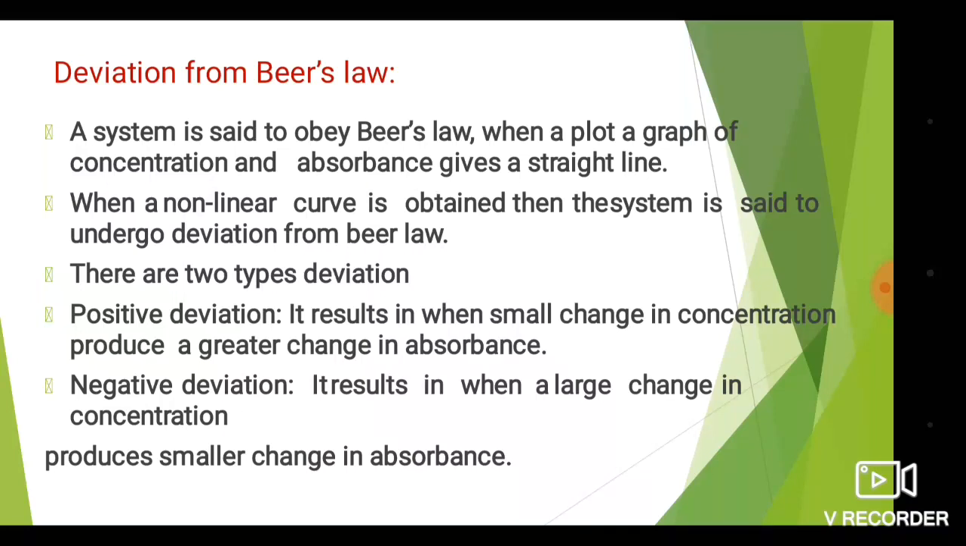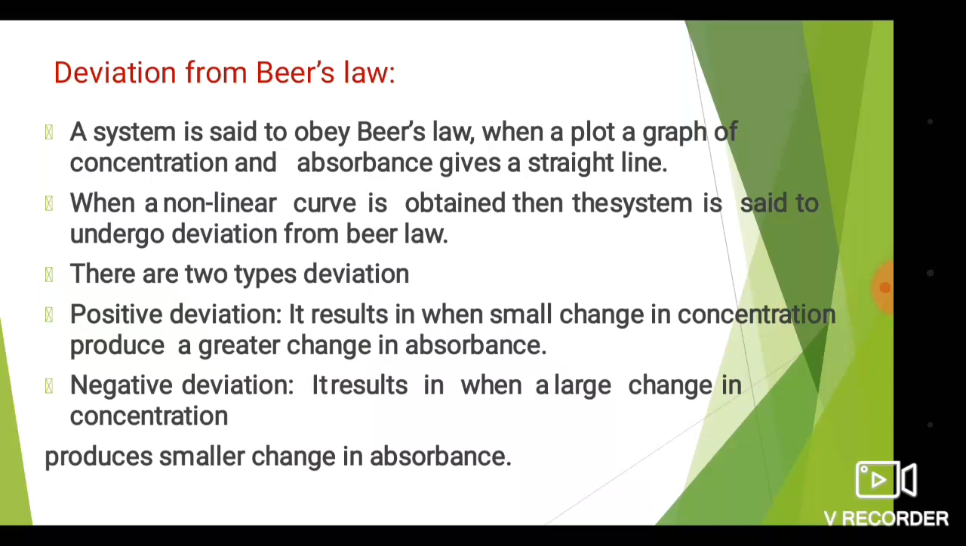A system is said to obey Beer's law when a plot of concentration versus absorbance gives a straight line. As you know, in Beer's law, when we plot absorbance versus concentration, we get a straight line passing through the origin. So when a non-linear curve is obtained, the system is said to undergo deviation from Beer's law, because Beer's law states that absorbance and concentration are directly proportional to each other. So they vary linearly with each other and we get a linear graph.